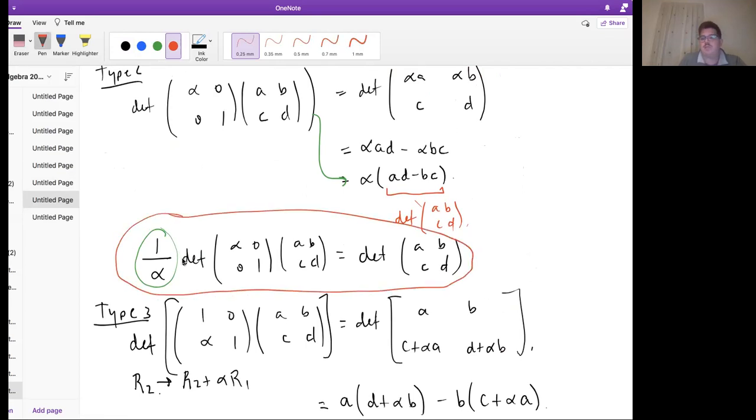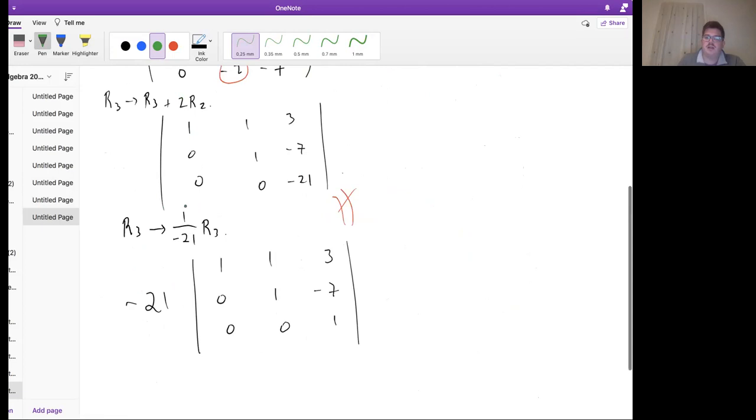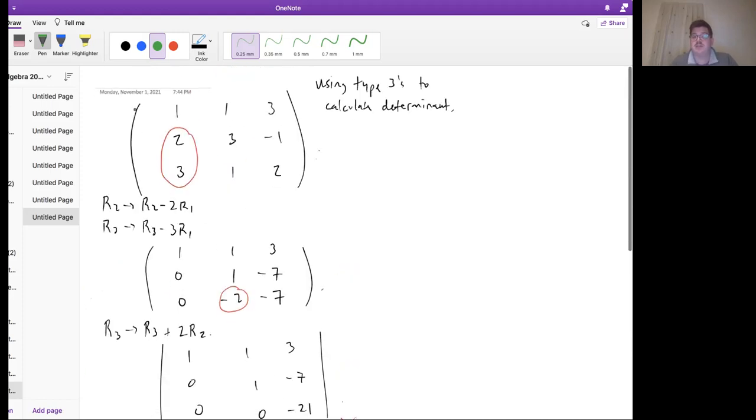So if you do a type 2 operation that multiplies a row by a number, you can offset it by dividing by that number. So this row operation multiplies by 1 over 21, so I can offset it by dividing to make up. Any questions on that? Everyone see what we're doing? Yeah, I want to keep the determinant the same as this original matrix, right?